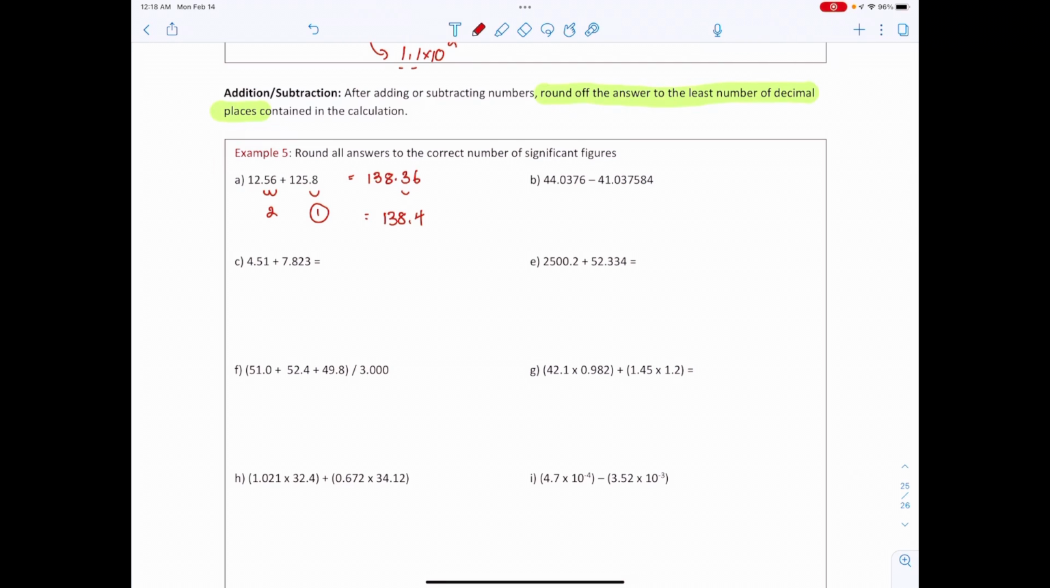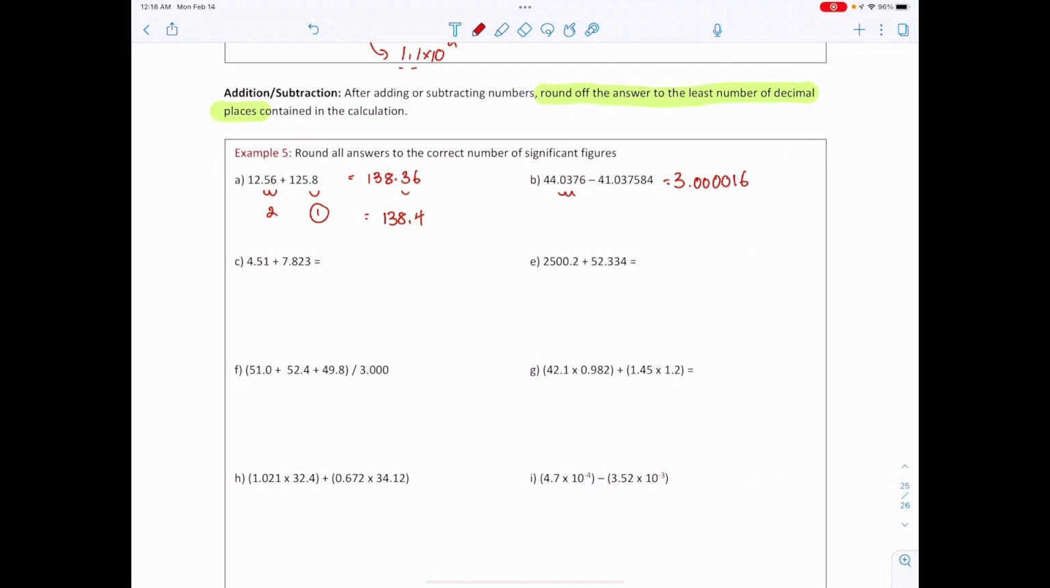Let's take a look at question B. I have 44.0376 minus 41.037584. We just put it into the calculator and we get 3.000016.